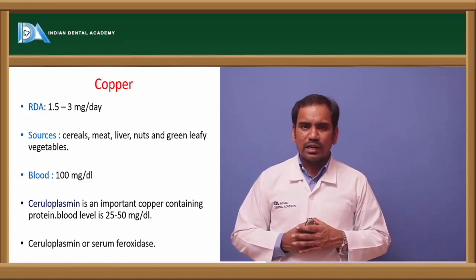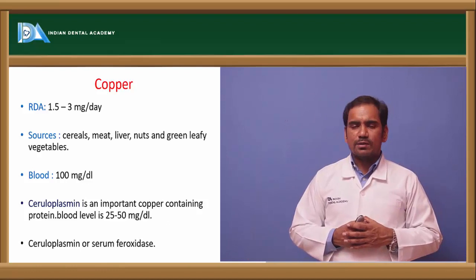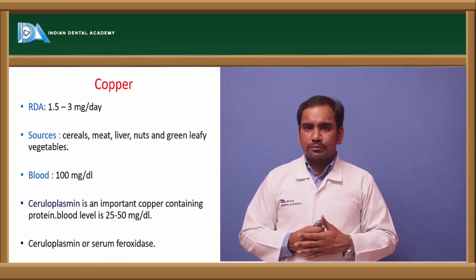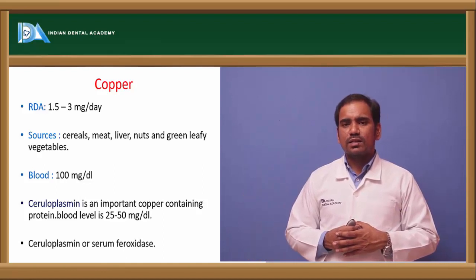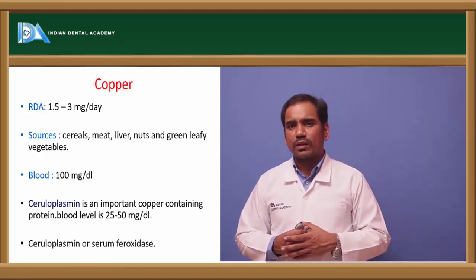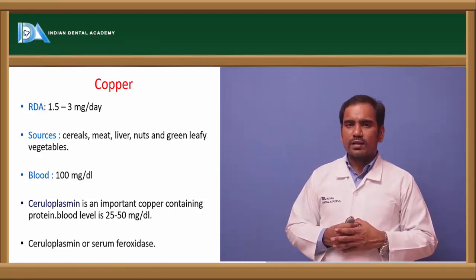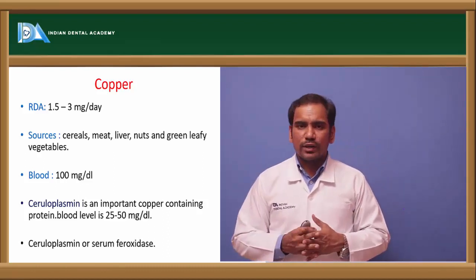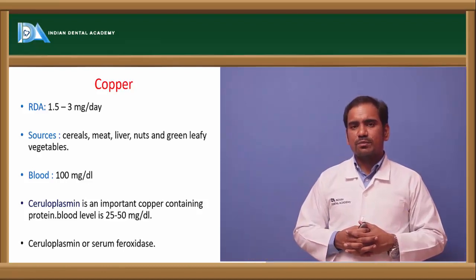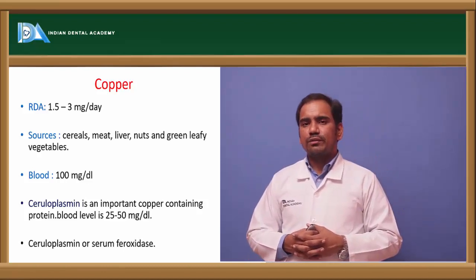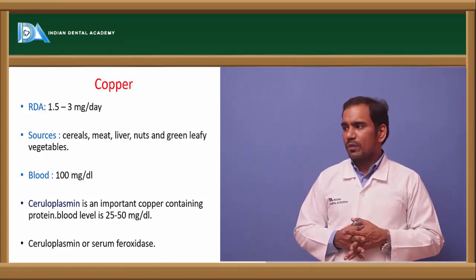And coming to its blood level, the concentration of copper in the blood is 100 milligrams per deciliter. Copper is bound to a particular protein in the blood called copper binding protein, ceruloplasmin. That ceruloplasmin is a copper containing protein, and its level in the blood is 25 to 50 milligrams per deciliter. This is the most important enzyme required in the absorption of iron, ceruloplasmin, which has peroxidase activity.